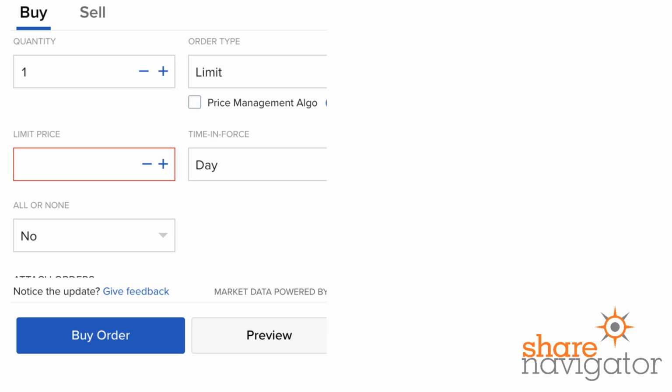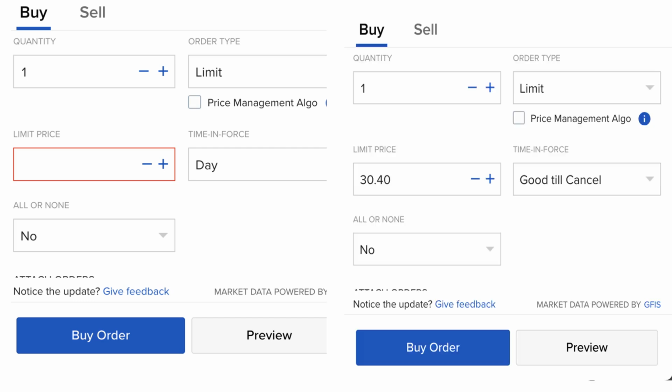We wouldn't recommend that when you're trading options, especially in the first hour of trading, because the bid-ask spreads can be wide. We would rather that you choose a limit price. So you can see there, we've entered $30.40 into the limit price box. The next window is how long this order is going to be in place. And we have good till cancel. That means the order will stay in the system until it's filled or until 6 months, whichever comes first.